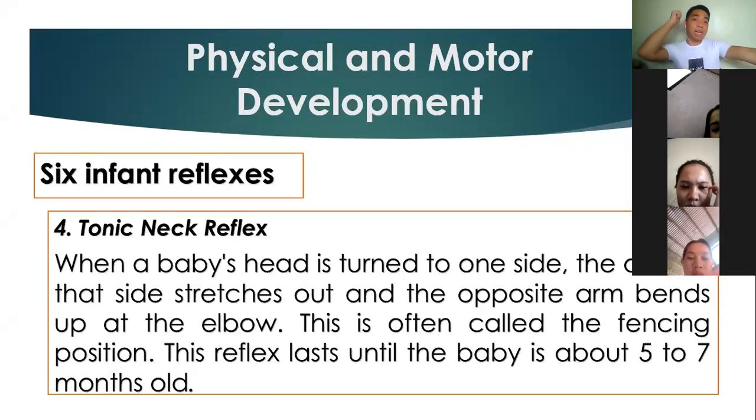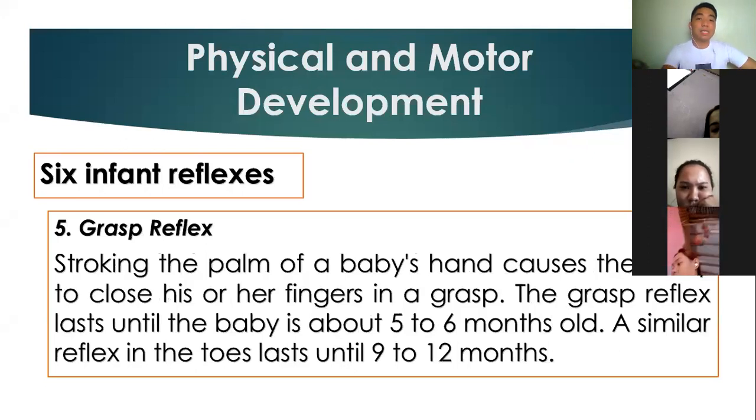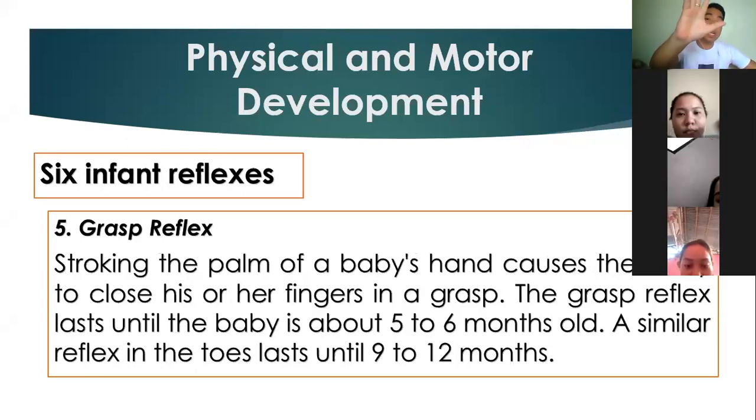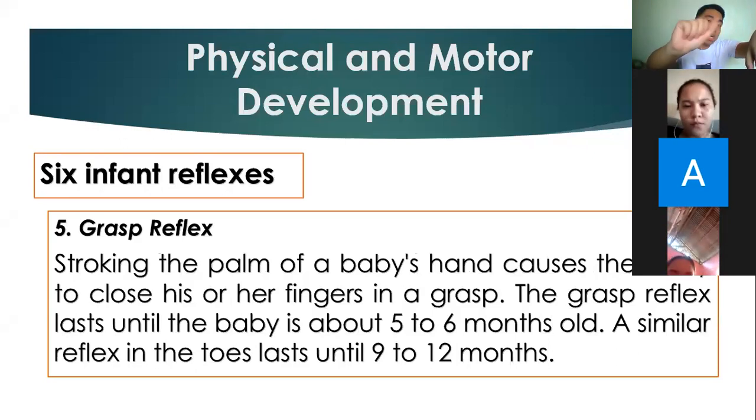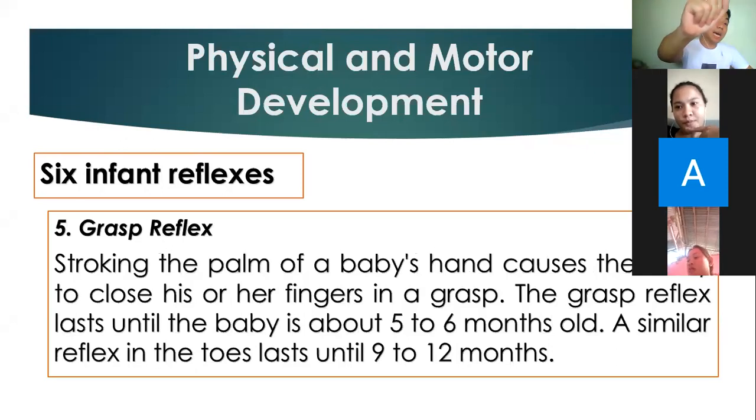Okay, so working on that. Tonic neck reflex. Then five, we have the grasp reflex. Stroking the palm of a baby's hand causes the baby to close his or her fingers in a grasp. So when you touch the baby's arm, the baby reacts. The grasp reflex lasts until the baby is about 5 to 6 months old. Not only the hand but also the toes grasp.